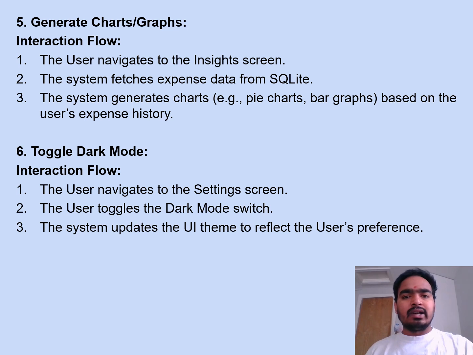Manual location input is available if geolocation fails, and the expense is saved to SQLite. Generate charts: the insights screen fetches SQLite data and creates pie or bar charts using MPAndroidChart. Toggle dark mode: the settings screen allows switching the UI theme, and the system updates instantly. This emphasizes user-friendly visualization and customization.